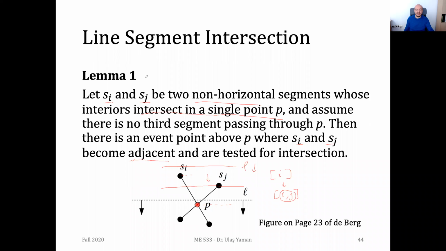So this is the summary of the first lemma, which states that if you have two line segments which have an intersection point P, this intersection point should have been computed before your sweeping line actually comes to that point. This is an important lemma for the line segment intersection. Any questions, guys?